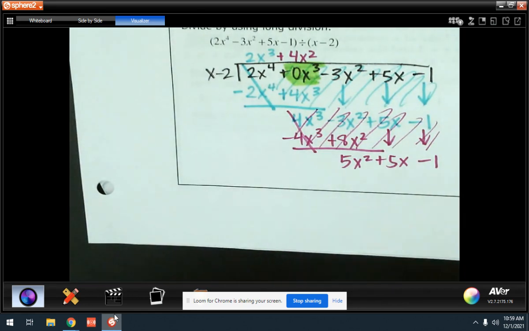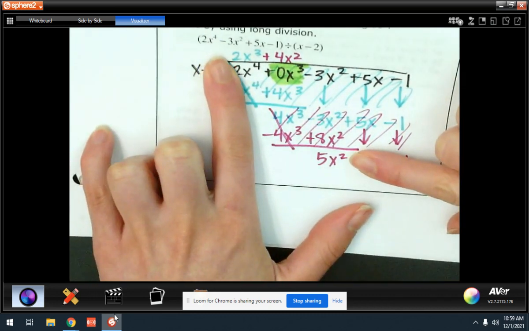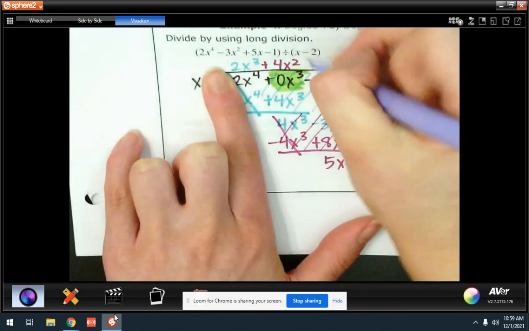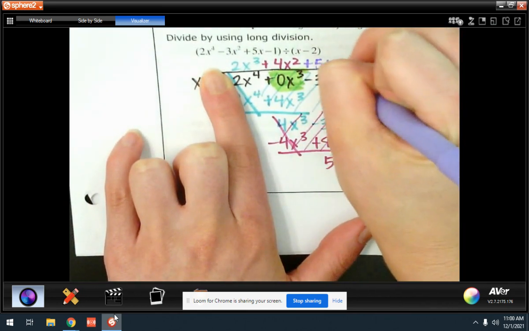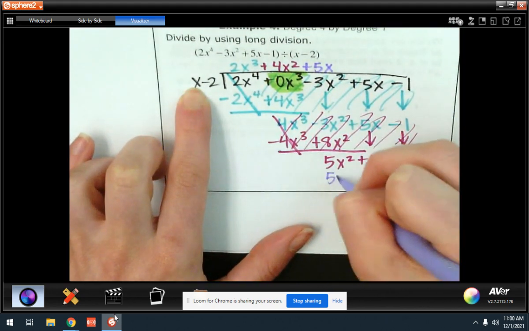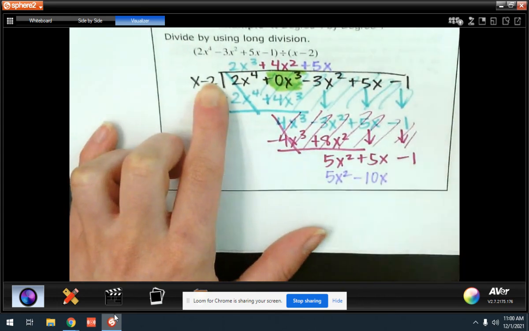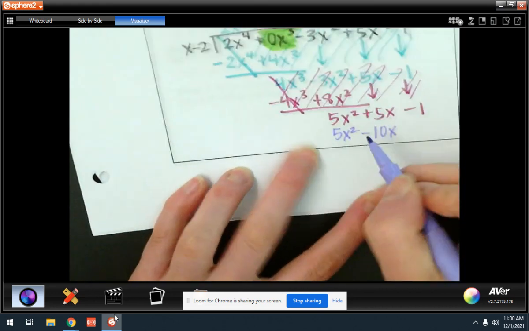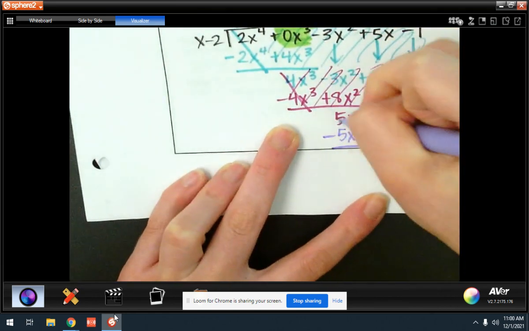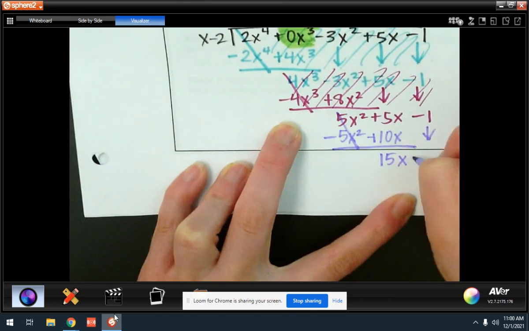Okay, and now we are asking ourselves, x times what would give us a 5x squared? 5x. Made it to the linear term. So 5x times x, 5x squared. 5x times negative 2 is negative 10x. Draw your line, change your signs. That's gone, leaving me with a 15x and a minus 1.